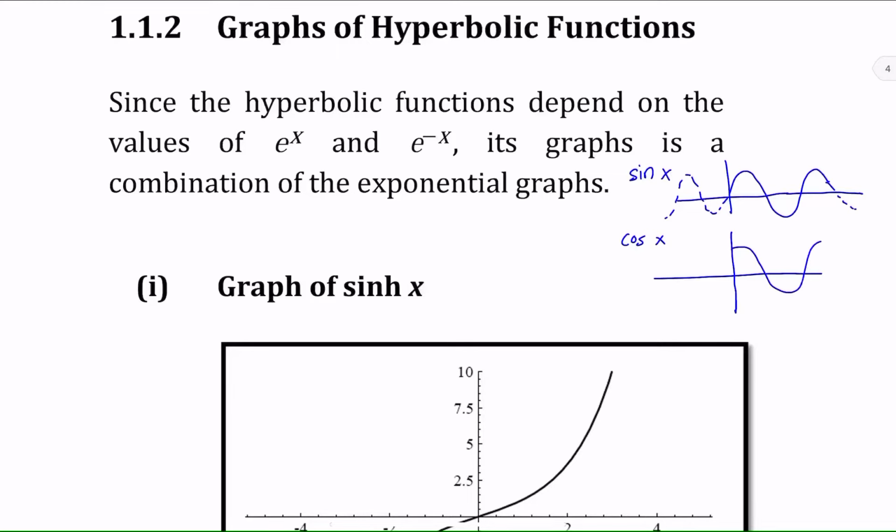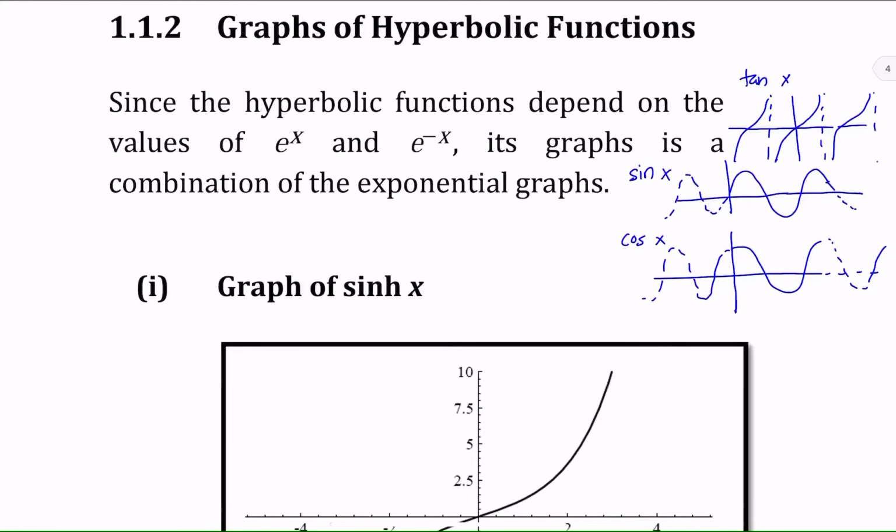This is the graph for cos. And for tangent, what is the graph for tangent x? Still remember? Like this, right? And then we have the asymptote lines, so it repeats. That one is tangent x, sin x, cos x.